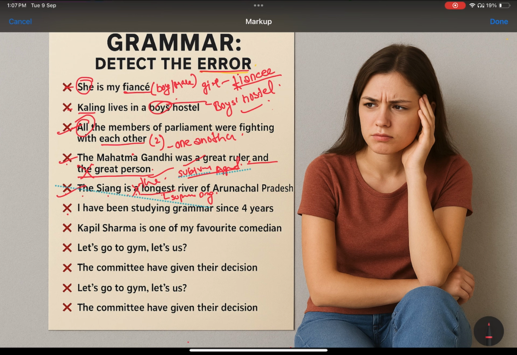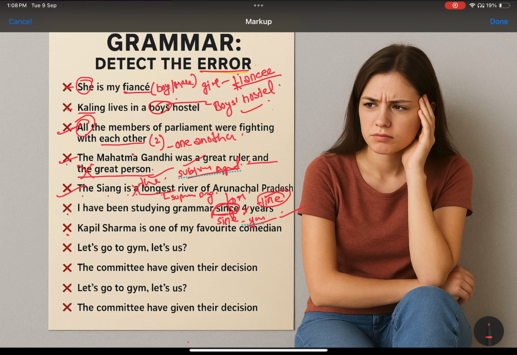Okay. Next, I have been studying grammar since 4 years. So since नहीं होगा, it will be for, because you have given the period, time period दिया हुआ है for 4 years. So it has to be I have been studying grammar for 4 years. Since कब होगा? जब specific time नहीं होगा, and when you talk about the period of time, no? Okay, I'll make it very clear. जब भी आपका न्यूमेरिकली नंबर दे देता है तो it has to be for, and if the numerical number and specific time is not given, it has to be since. Okay, next.